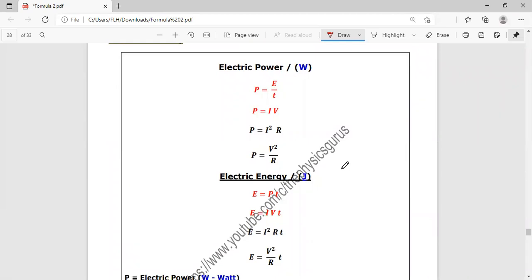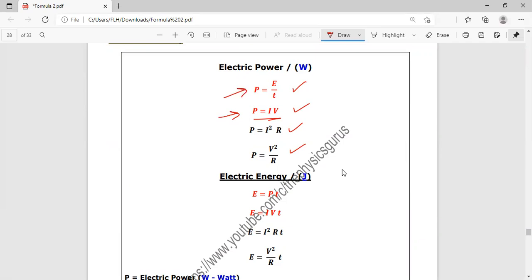Then the practical electricity formulas will be there. The formula of electric power: P is equal to E over T. This is the basic formula. And P is equal to IV. Then we can derive the formulas like this: P is equal to I square R, P is equal to V square over R as well. But these two are the major formulas.